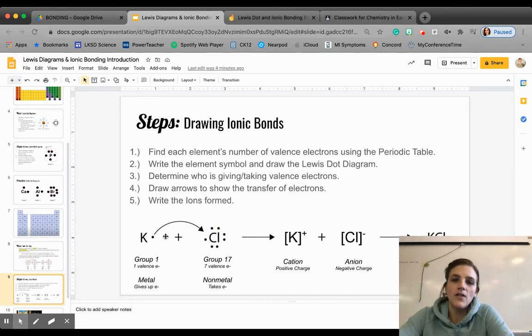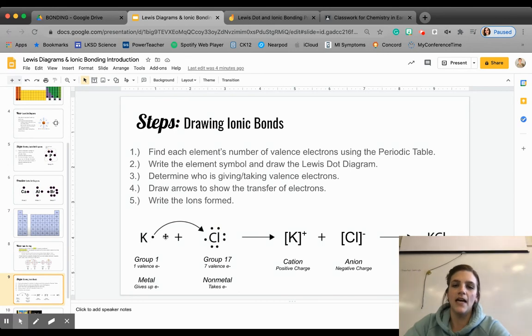The first thing that you need to consider in drawing your dot diagrams is what group is it and how many valence electrons does that mean for those atoms. So for example, potassium is group 1, which means it has 1 valence electron. Chlorine is group 17, so it has 17 valence electrons. Then you consider, okay, who's the metal? Who's going to be giving up their electrons? Potassium is the metal. It's going to give its electron to chlorine. Who's the nonmetal who's going to take it? So we draw that arrow that shows that transfer.